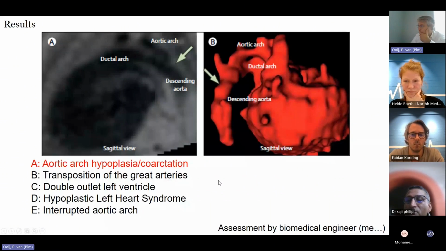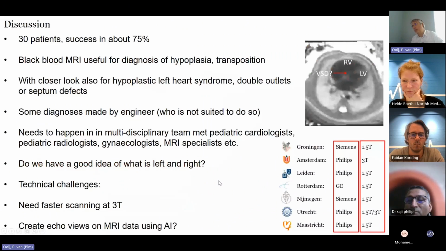congenital heart disease. So we did 30 patients. I think we were successful in about 75%, considering image quality. And we definitely need some more training there. One thing is that we all did this at 3T, but since scans take long at 3T, the chances are also higher that you might get a failure.